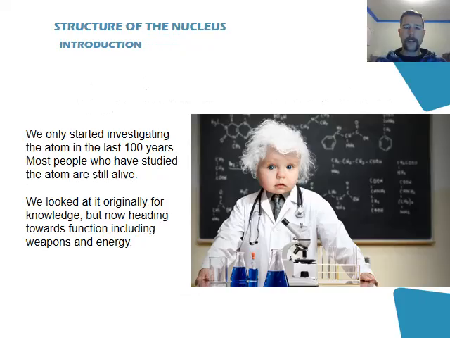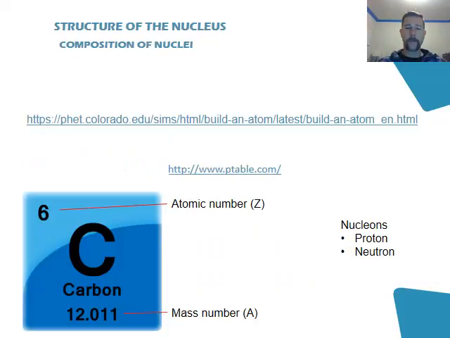It's interesting to note that the atom is very small, and because of this it is very difficult to observe. It has only been in the last 100 years or so that the atom has been investigated, due to advancements in technology and science. The main components of an atom include protons, neutrons, and electrons. The protons and neutrons are found inside the nucleus of the atom, and we can label these as nucleons, referring to either the proton or the neutron.